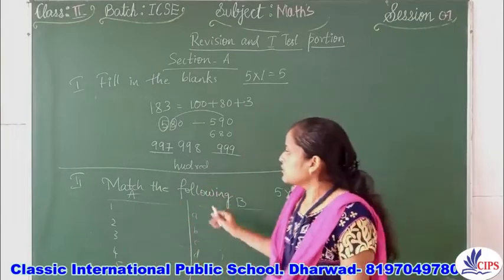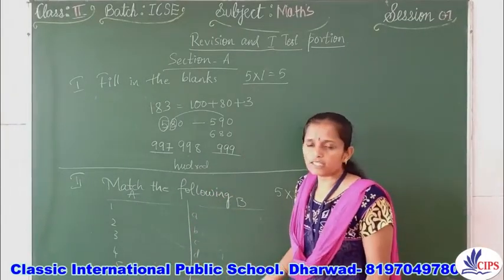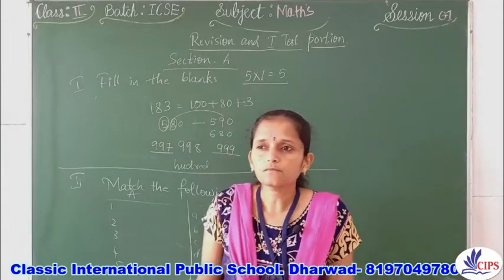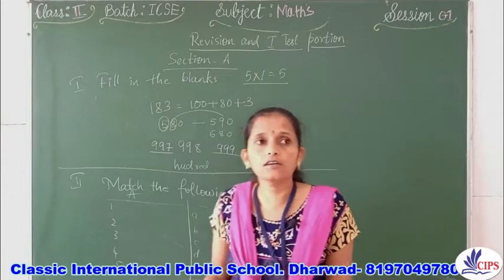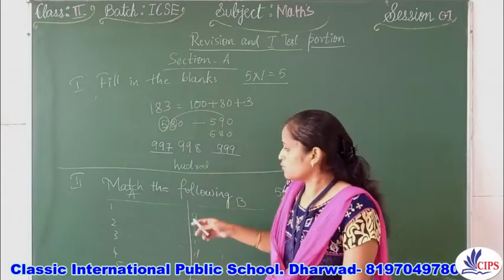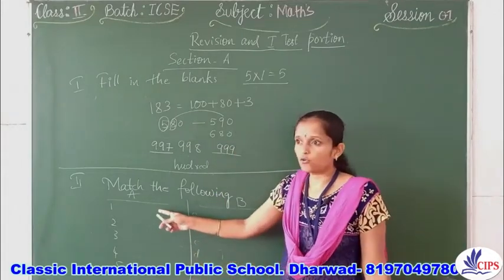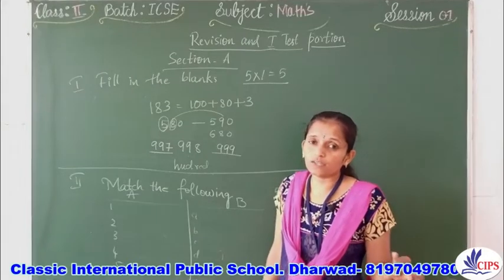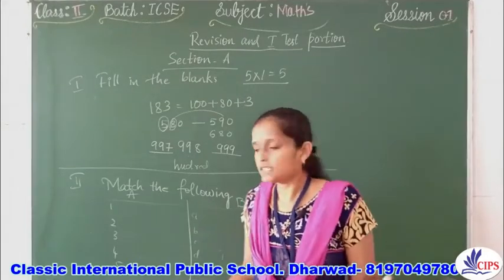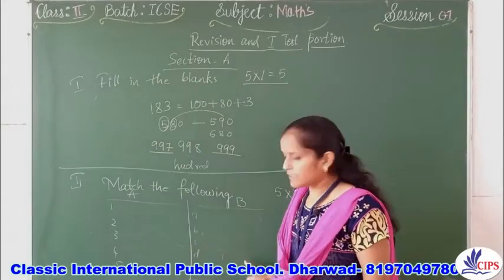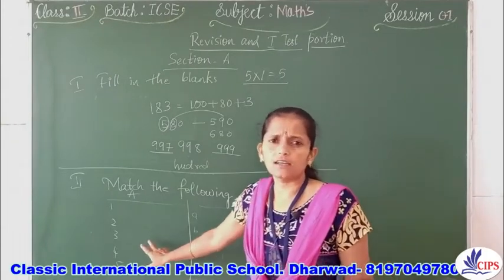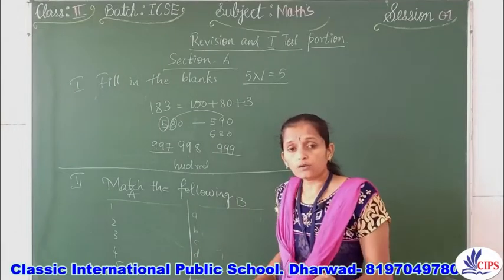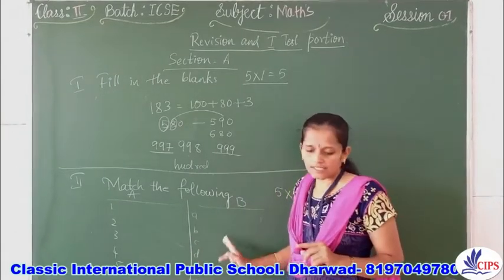See, here also, as we have said, match the following means you may have, suppose, what is two tens here? Two tens you should know. One ten, 10, two tens, 20, three tens, 30. Likewise, three tens means somewhere you will be having 30 here. And they may ask you simple subtraction or simple addition here, and you need to calculate it. Then you can find the answer and match it.